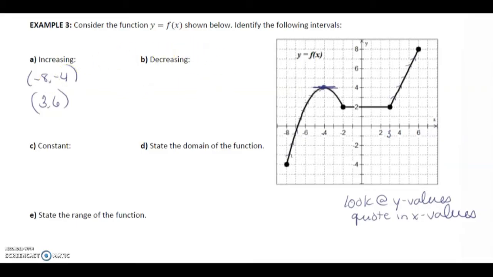Okay, now let's talk about decreasing. So decreasing from -4 to -2. And that's it for that one. Okay, we're not decreasing anywhere else. And then we're going to be constant from -2, oops, should have done this in another color, to 3.